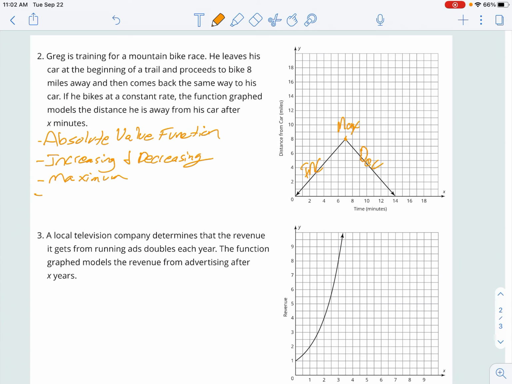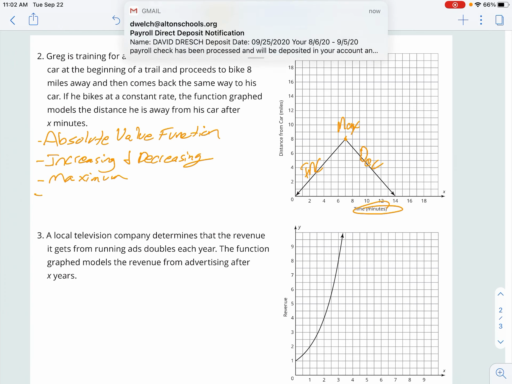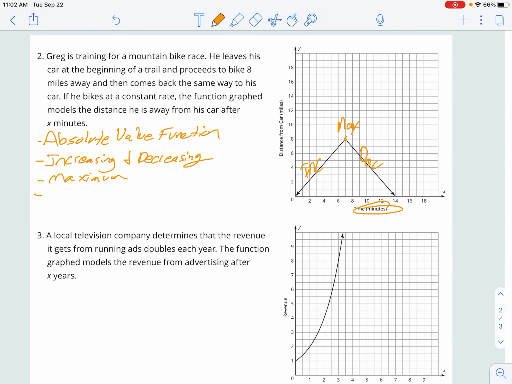Now on this one, we're trying to figure out continuous or discrete. And the first thing I notice is down here, time, that is in minutes. And time can be represented as fractions and decimals. So here it is going to be a continuous graph because we can talk about tenths of a minute, a fraction of a minute. So that's why we are going to say it's continuous.